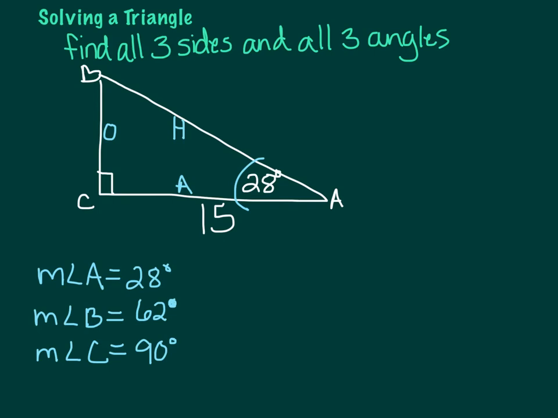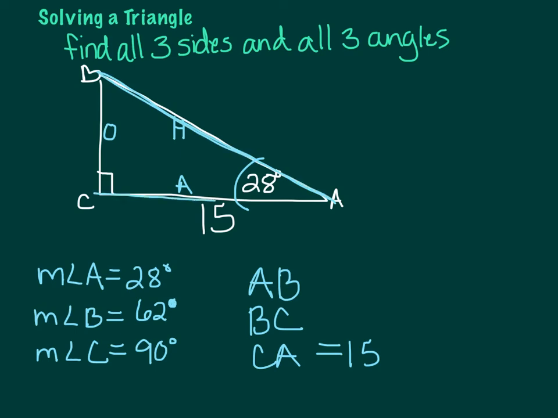To get the sides, we want AB and BC and CA, or AC, either way. And all we know right now is AC is 15. So we're going to have to use trigonometry because the Pythagorean theorem is not going to help us here. We could use any sine, cosine, tangent, or any of their reciprocals. It's all going to give us the same thing. So let's just pick something. If I'm looking for AB, I'm looking for the hypotenuse, and I have the adjacent. So that would be H and A, or A and H.